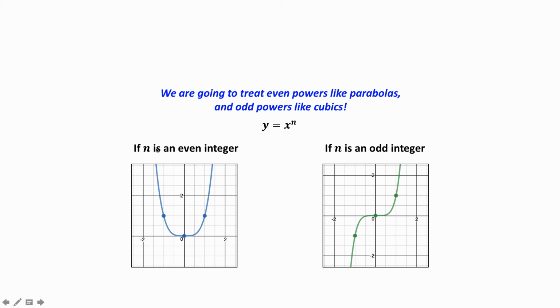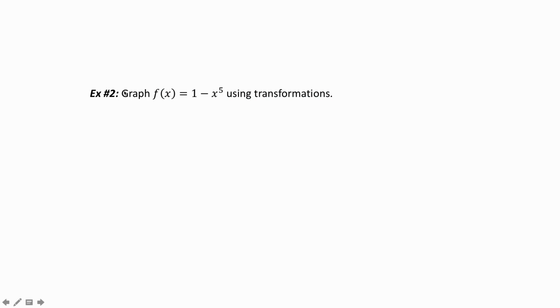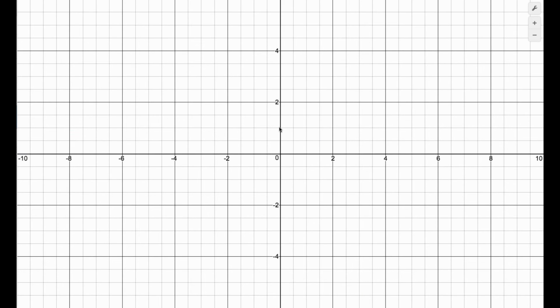So this is an example of one with an even integer exponent, and this is an example of one with an odd integer exponent. Okay, so the last thing we're going to do is try and graph the function f of x equals 1 minus x to the fifth using transformations. So this is an odd power function, so we're going to treat it like a cubic. We're going to go over here to Desmos to take a look at how to graph this function. Alright, so now we want to graph f of x equals 1 minus x to the fifth using transformations.